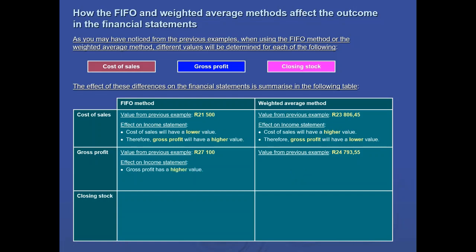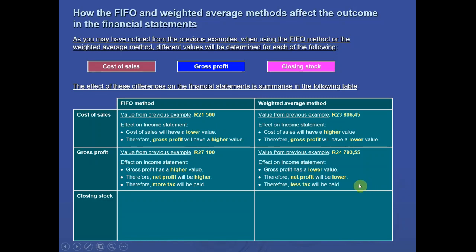The effect on the income statement is therefore, as we already mentioned, that the gross profit has a higher value, and therefore also the net profit, the bottom line, will be a higher value, and therefore we will pay more tax. When we look at the weighted average method, we already indicated that the gross profit has a lower value, 24,793 versus 27,100, and therefore the net profit will also be lower. And if we have a net profit that's lower, we will therefore pay less tax.